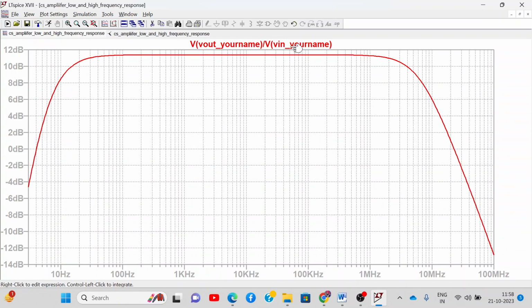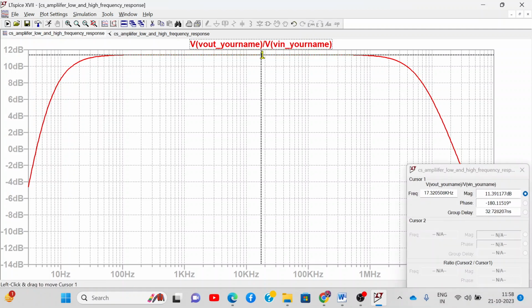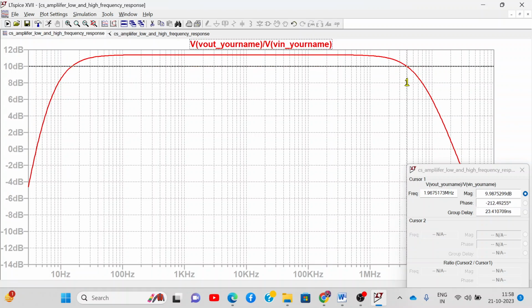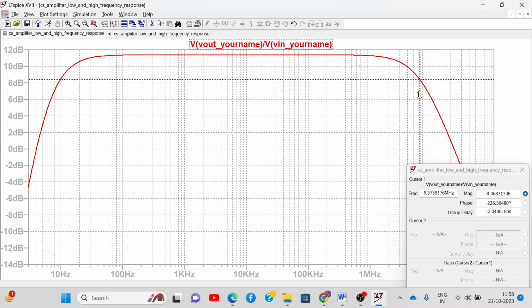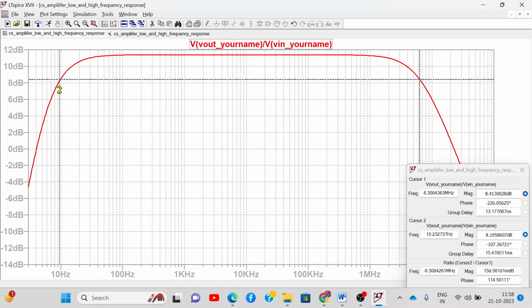Now you already know how to calculate the bandwidth of a system. Maximum dB is 11.39. So you have to go 3 dB down. So that will be 8.39. So go to 8.39 somewhere around over here. Yeah, 8.41, that is close to 8.39. And here also you have to go close enough, 8.39. Yeah, 8.4 it is.